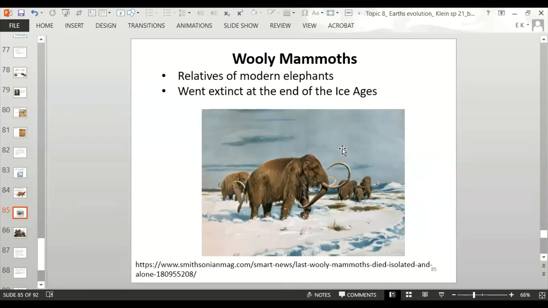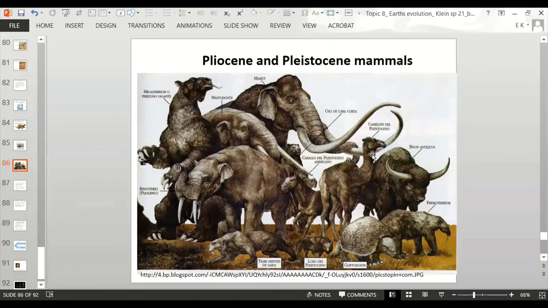These are some woolly mammoths. These are relatives of modern elephants. They went extinct at the end of the Ice Ages. Here are Pliocene and Pleistocene mammals. Okay, you have your sloth, your mastodon, your mammoth. Here's a bear kind of hiding in the background there. Here's a horse, a camel, a bison, an anteater. This is your glyptodont. It's armored. When you think of armored animals, you can think of an armadillo, which has an armor to it. Here's a wolf. Here is a saber-toothed tiger.